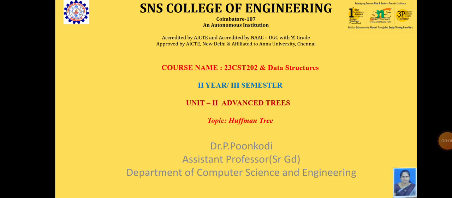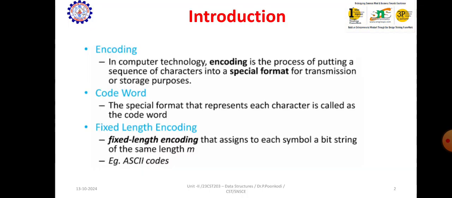In this video, we are going to discuss the applications of tree. Among the applications of tree, we are going to discuss the Huffman tree. In the Huffman tree, what we have to do? First, we have to do an encoding. After encoding, we have to find out the code word. The encoding and the code word are used to find out the path for the words. The encoding and decoding is mainly used to avoid the threads.